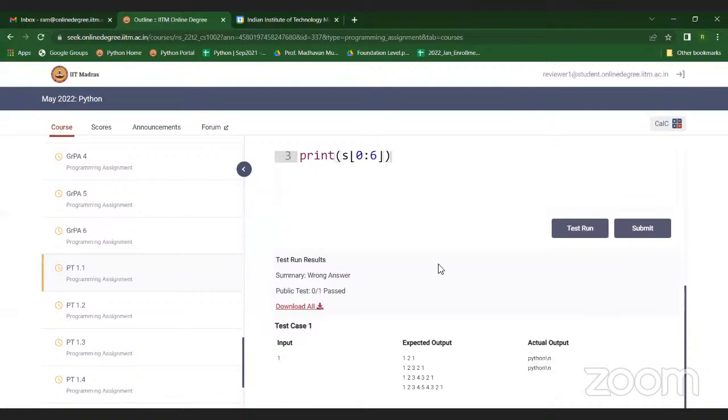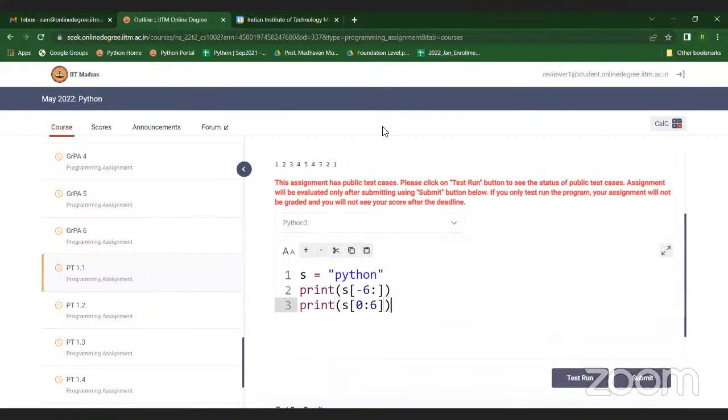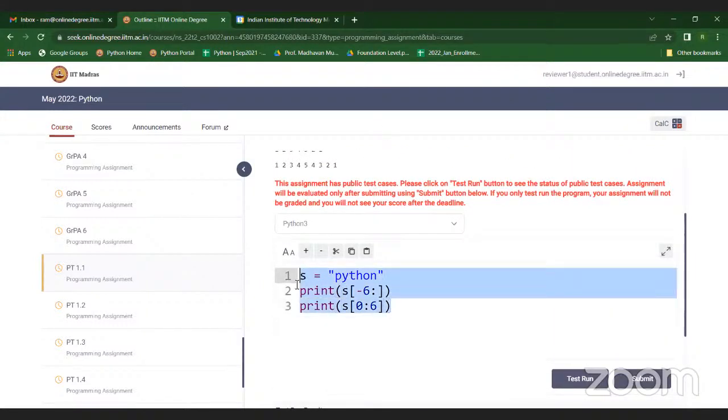See the last one, n: 0, 1, 2, 3, 4, 5. Yes, the index for n is 5. So that is why I included until 6. Oh, okay, sir. I got it. I was wrong. Thank you, sir.